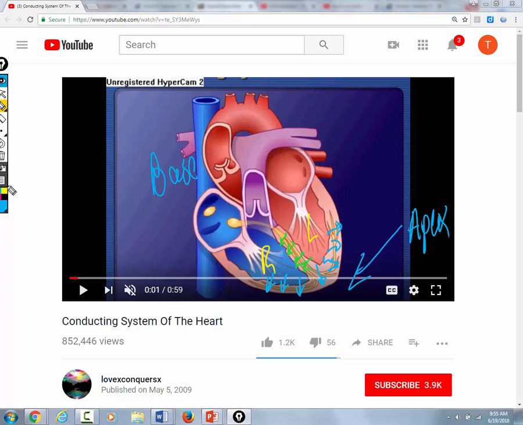Tell me, guys, tell me you got that. Who's with me? Yes or no? That's the electrical conduction system of the heart. Tell me you got it. For real?